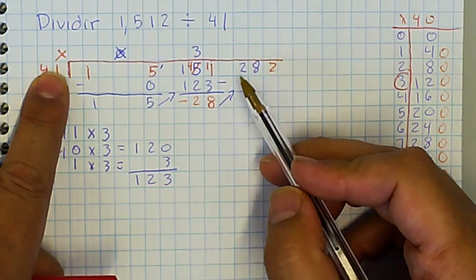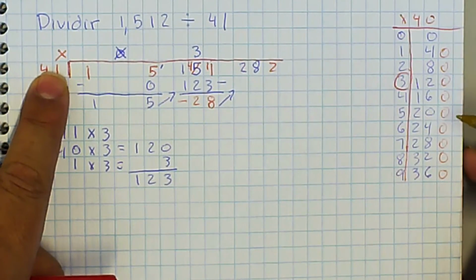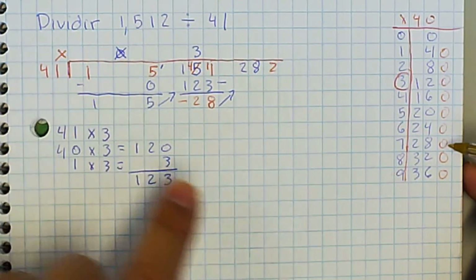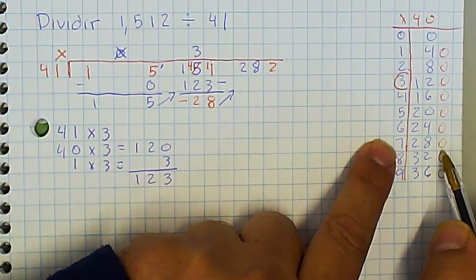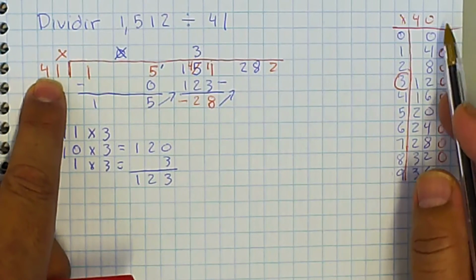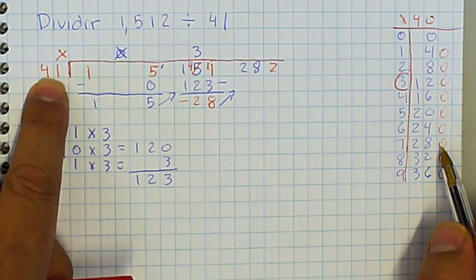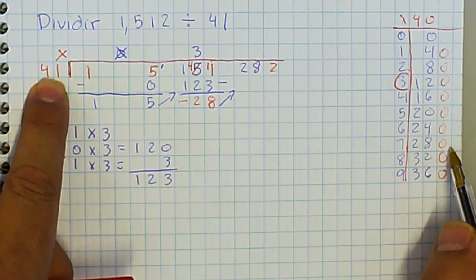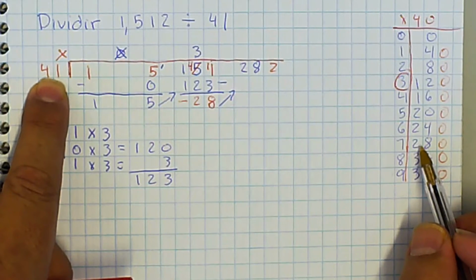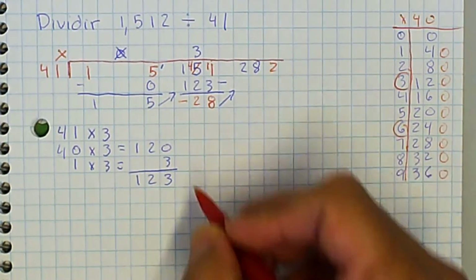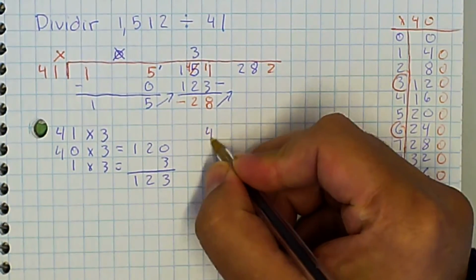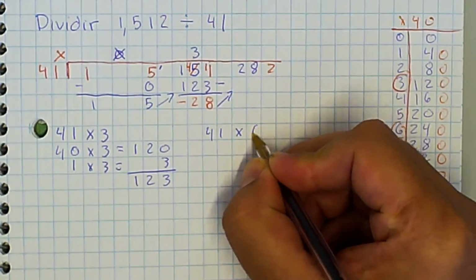41 times what number is 282 or the closest? Notice that if I do times 7, it's going to be 280. But I'm not using 40, I'm using a greater number than that. So probably if I multiply times 7, it's going to go over 282. So I'm going to use 6 instead. So I'm going to multiply 41 times 6.